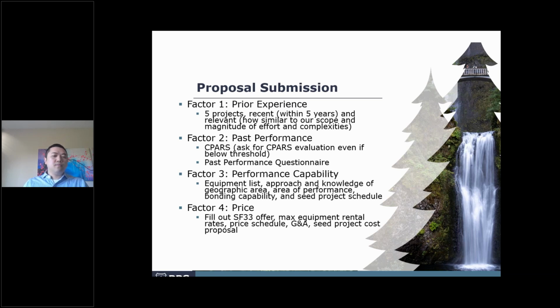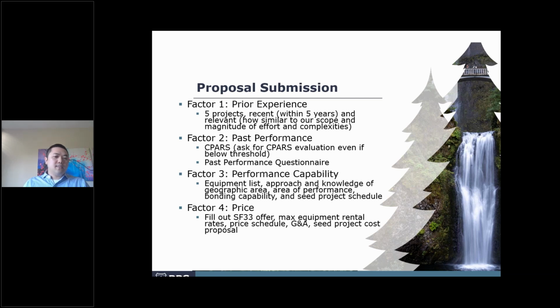Your bonding capability, we're asking for 250K bonding capacity per project. That's just because that meets the minimum. And then your C project schedule, we want to see you can propose a schedule that's going to be pretty effective but realistic, accounting for all the constraints and conditions that encompass Alaska.